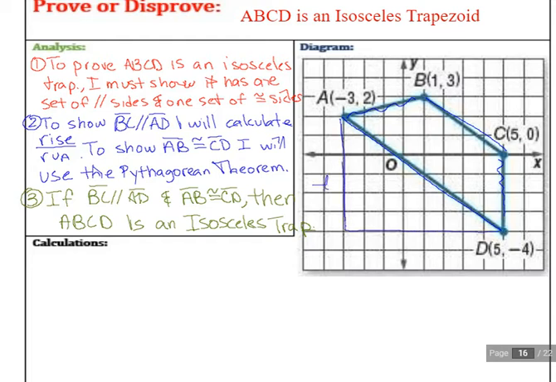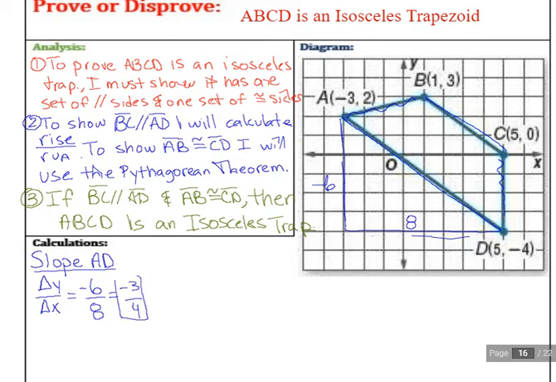1, 2, 3, 4, 5, 6, 7, 8. At the same time, I'm running 8. Okay, and again, this is probably important, we stay very, very organized. Okay, so the slope of AD is going to be negative 6 over 8, which when reduced by half, is negative 3 over 4.